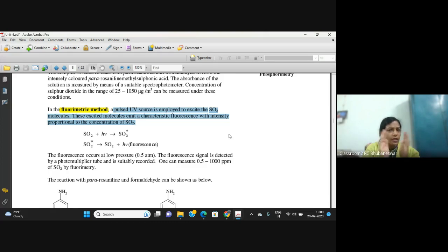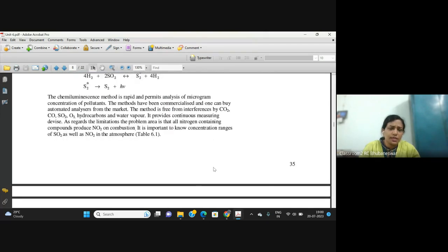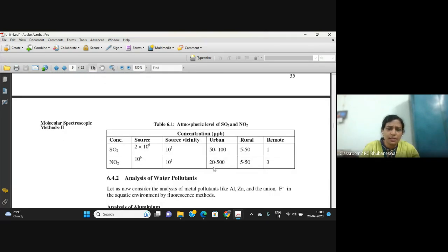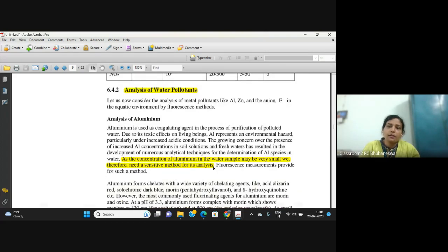Then accordingly you can tune the things. If you already have a calibrated plot with a particular reference whose values you know, then you can get the concentration of the unknown analyte which you are going to study. So there are various methods to study, but I was telling you about the fluorescence method. Water pollutants also you can measure through fluorescence.